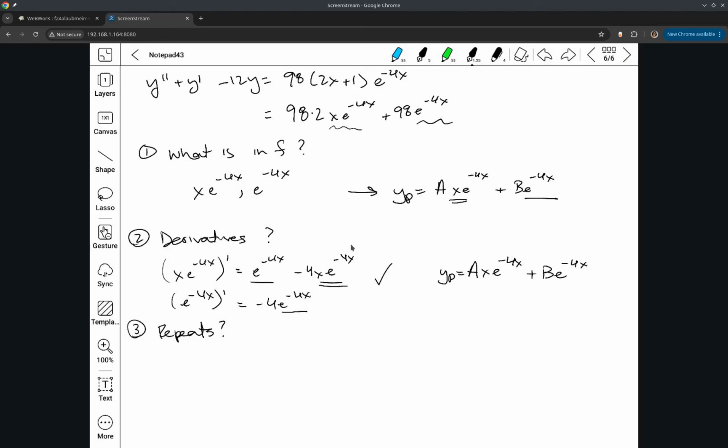And now I'm going to check for repeats. So my y1 and y2 came from the previous part. They were e to minus 4x and e to 3x.